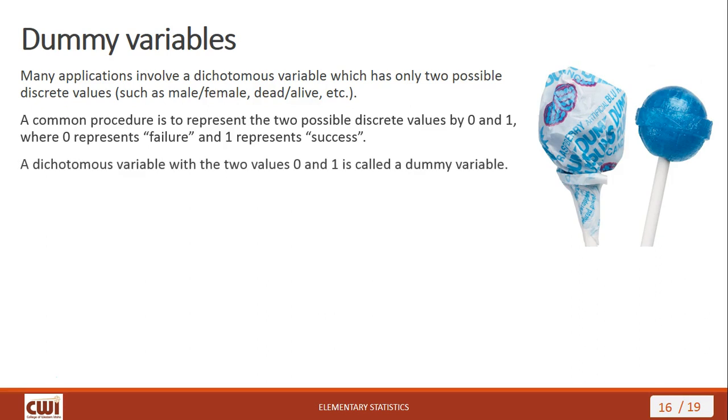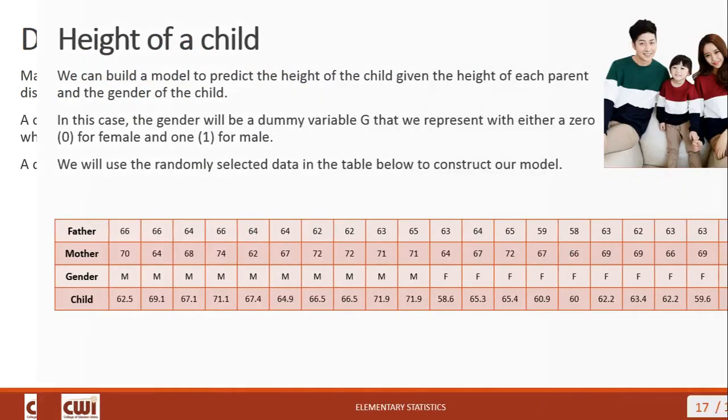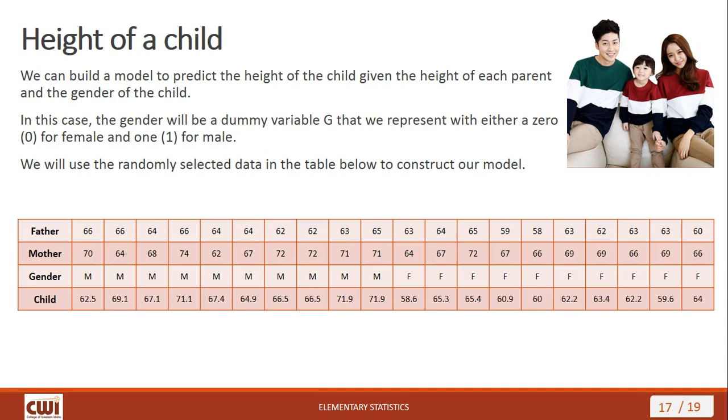So this is what we call a dummy variable, where we only have two values like 0 and 1 going on in the model. We can go back to our example of the height of the daughter given the height of the parent, but we extend that to the height of the son as well as the daughter. So we're looking at the height of a child, and the child could be female or male. We just assign a 0 and a 1 to each of the different genders, and then we use the randomly selected data to construct our model.